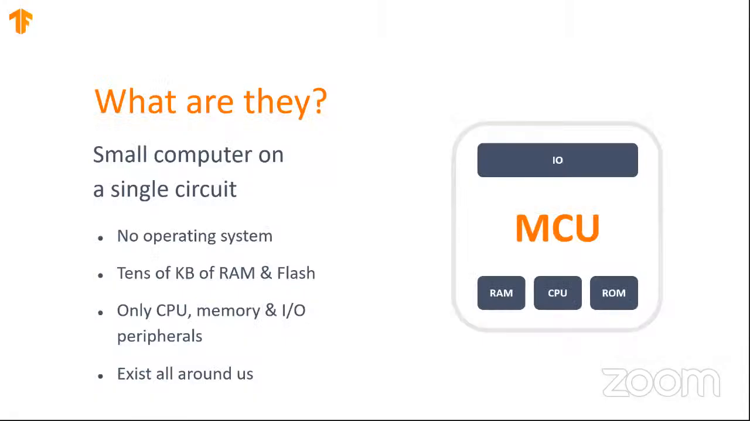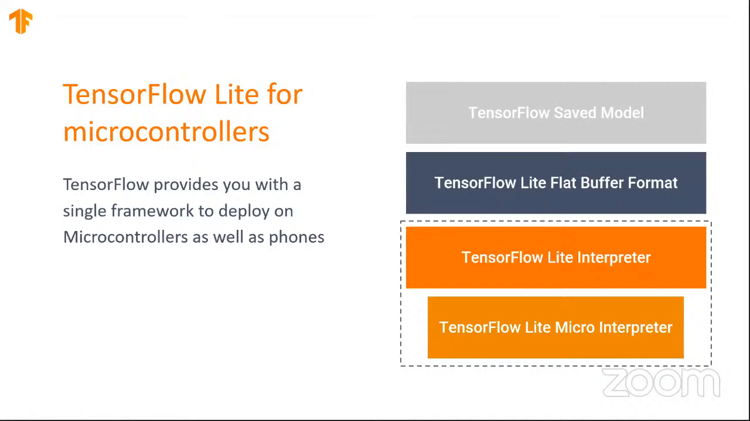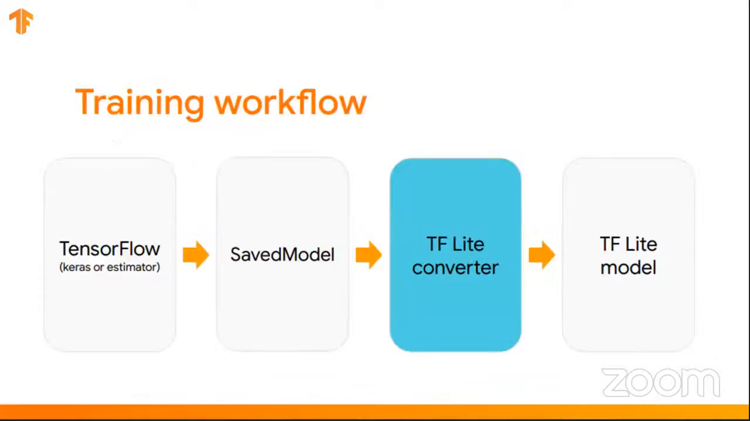So again, coming to this: no operating system, tens of KBs of RAM and flash, CPU only, and so on. And if you see how it works, once you save the TensorFlow model, we have the TensorFlow Lite flat buffer format. That is the format we get after the conversion. At the chip level, the Android level, the iOS level, and also the microcontroller level, we have these interpreters. These interpreters are responsible for loading the model and doing the inferencing. So let's see the process.